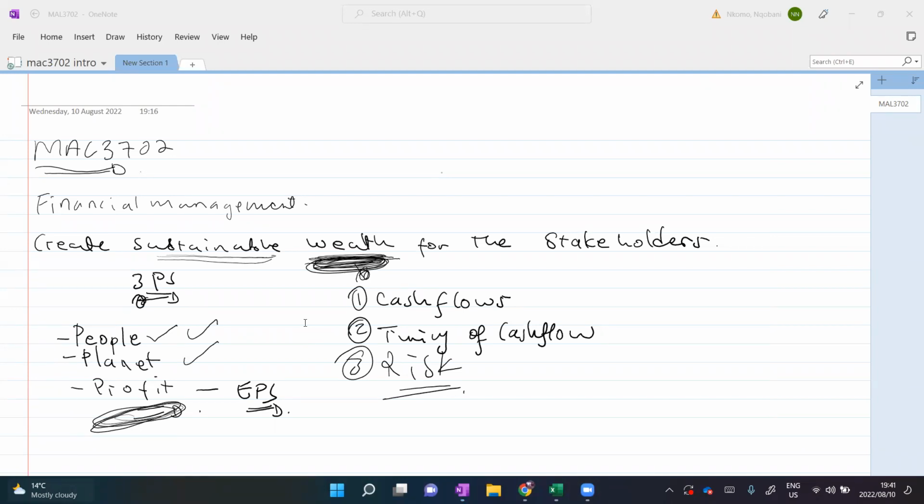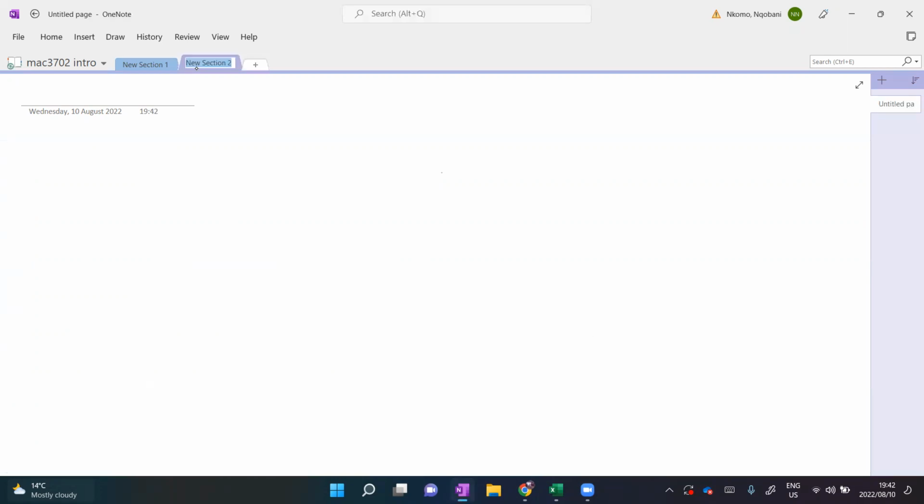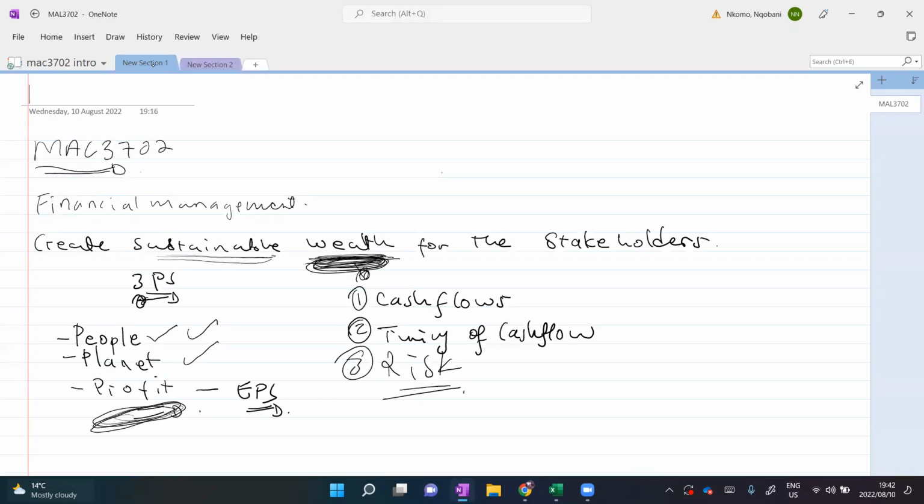What we are going to start with is the issue of the capital structure. The first part that we are going to start with is the issue of risk and return. Are we together? So we have identified the role of a financial manager, which is to create sustainable long-term wealth for the stakeholders. The other part that we need to look at is, what is a stakeholder?